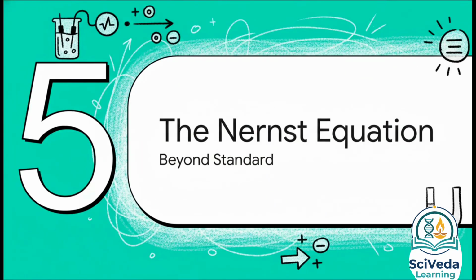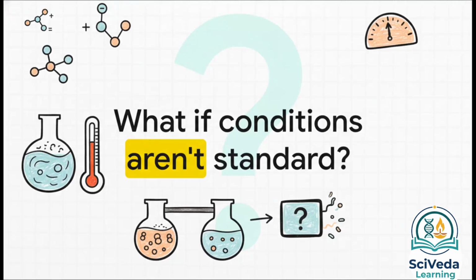All right, let's shift gears. We are now moving into what is, without a doubt, the most important part of this chapter when it comes to solving numerical problems. This is the one you absolutely have to get your head around. I'm talking about the Nernst equation. I mean, let's be real for a second. Those standard conditions we talked about, 1 molar, 298 Kelvin, that's a perfect laboratory scenario. But in the real world, your battery doesn't care if the temperature is perfect or if the concentrations are exactly 1 molar.